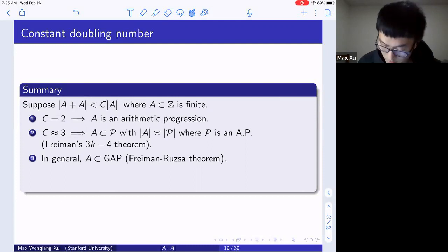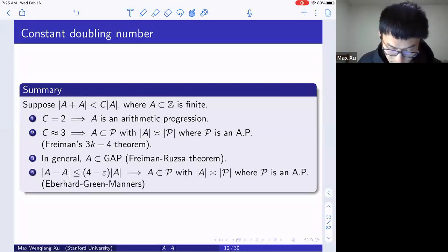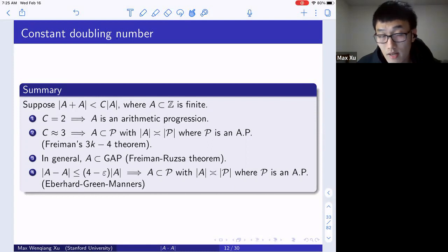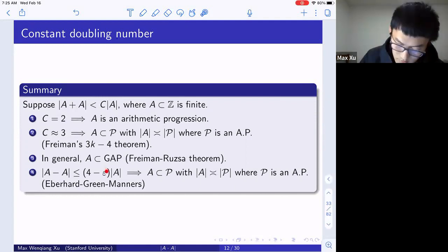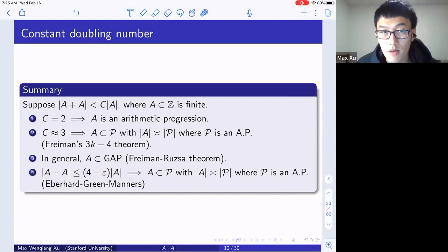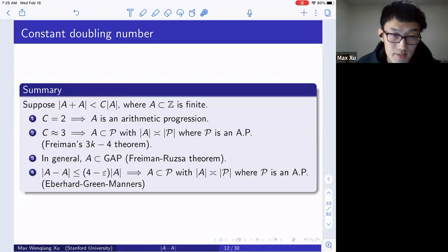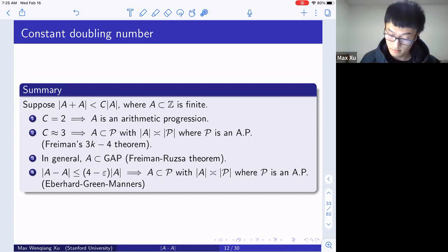Another result I want to mention here is due to Eberhard, Green, and Manners. They prove that if you take a different set, and if say the W number is like 3.99, then you also get a very good structure theorem about A. It's basically that A is also like an arithmetic progression dense subset, let's say with constant proportion. Okay, that's all the important structural results as far as I know.